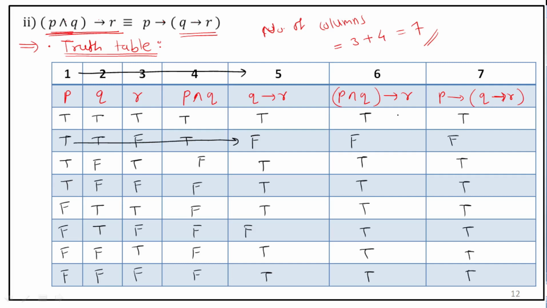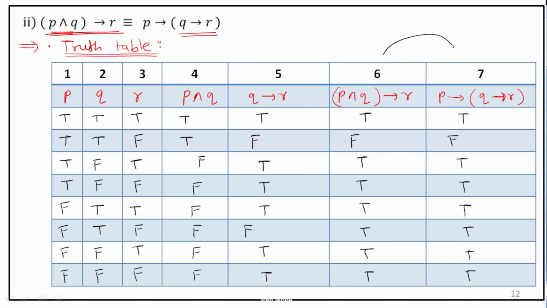Now observe column number 6 and 7. The left hand side is P and Q implies R, and the right hand side is P implies Q implies R. Here both columns are the same: true, false, true, and all the remaining are true. Now this implies that column number 6 and 7 are both identical.